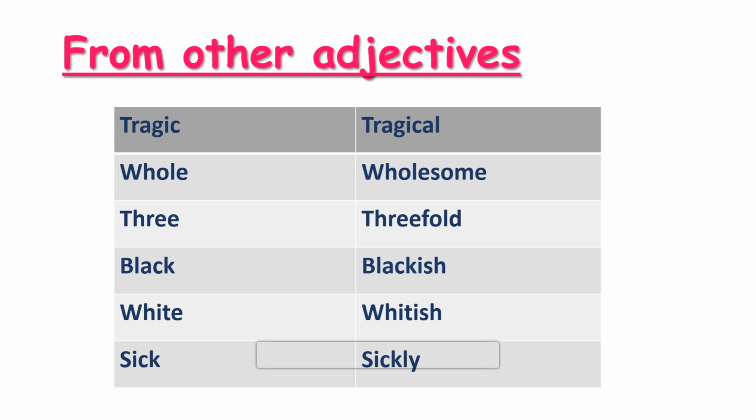Now, there are certain other adjectives which are formed from other adjectives themselves. For example, tragic. Here tragic is an adjective and tragical is also an adjective. We say that he had a tragic death, right? He had a tragic death. So here death is a noun, tragic is an adjective. Then tragical. Something tragical happened to him, or it was a tragical incident. So tragical incident, incident is a noun, tragical is an adjective. Then whole, wholesome, three, threefold, black, blackish, white, whitish, sick, sickly. So these are the adjectives which are formed from other adjectives.